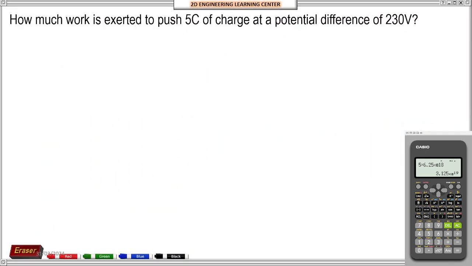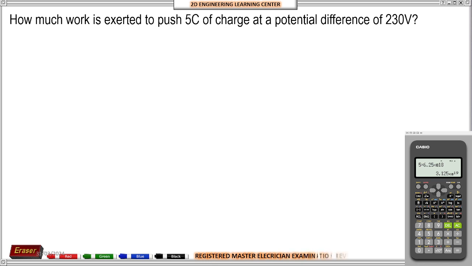So we have here an example problem. How much work is exerted to push 5 coulombs of charge at a potential difference of 230 volts? Those of you who have an idea how to solve this, you could also chat or give your answer by using our Google Meet chat box.